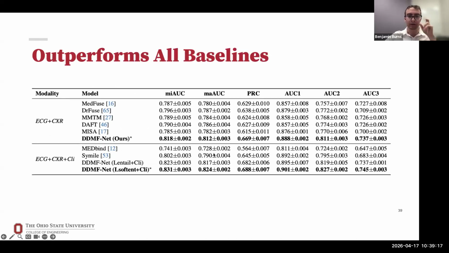And to evaluate our method, we compare against several baselines on both the setting where we're using just ECG and CXR, but also the setting where we're using those low-level modalities along with the high-level electronic health record data. And this is comparing against another set of baselines. In both of these settings, looking at the micro AUC, we see that our method outperforms these baselines by a large margin, and this ends up being a significant margin as well.